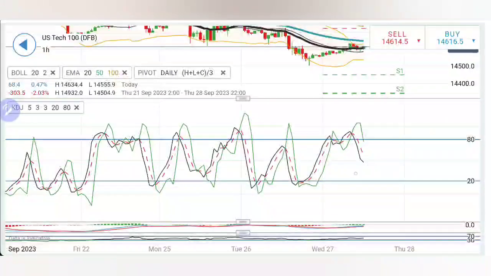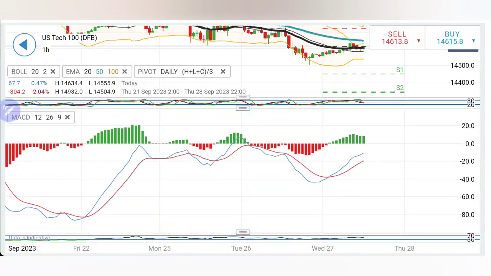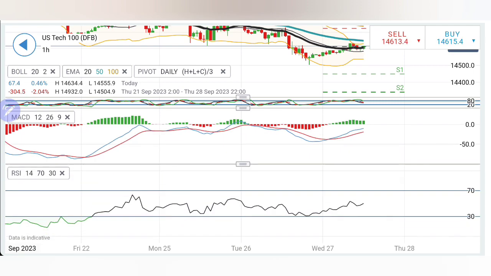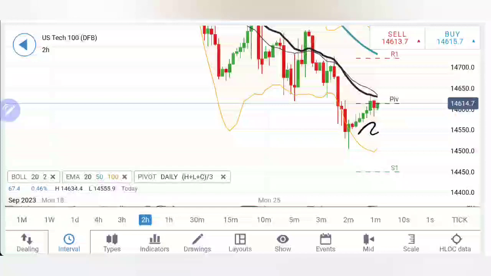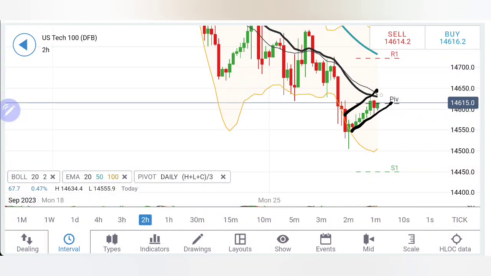Now, let's have a further detailed look. Stochastic has dropped. MACD is trading in a retracement zone, with a little divergence and bullishness. RSI is looking upwards here. Coming to the 2-hour charts, likewise, higher lows, higher highs.